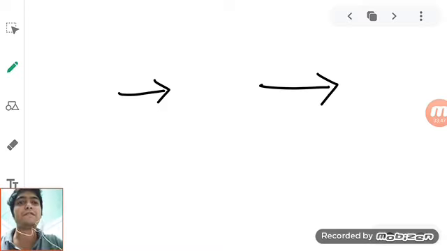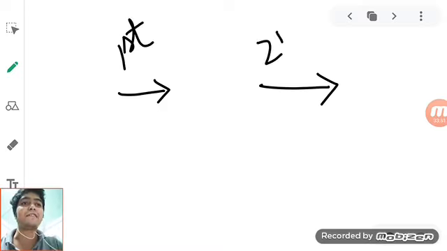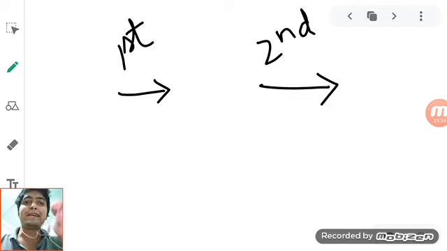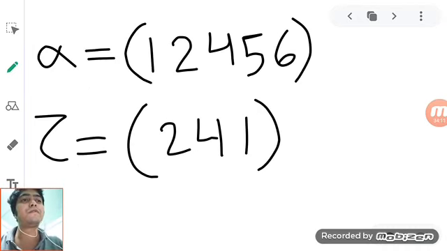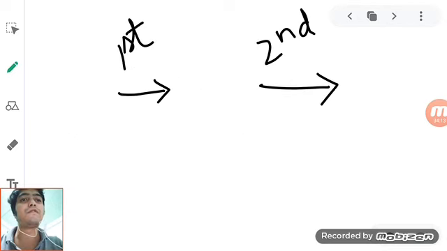Okay, two arrows. The first arrow is from the first cycle, and the second arrow is from the second cycle. Okay, the starting point will always be the smallest number that is present in the two cycles. So the smallest number is 1. So we'll start with the number 1.